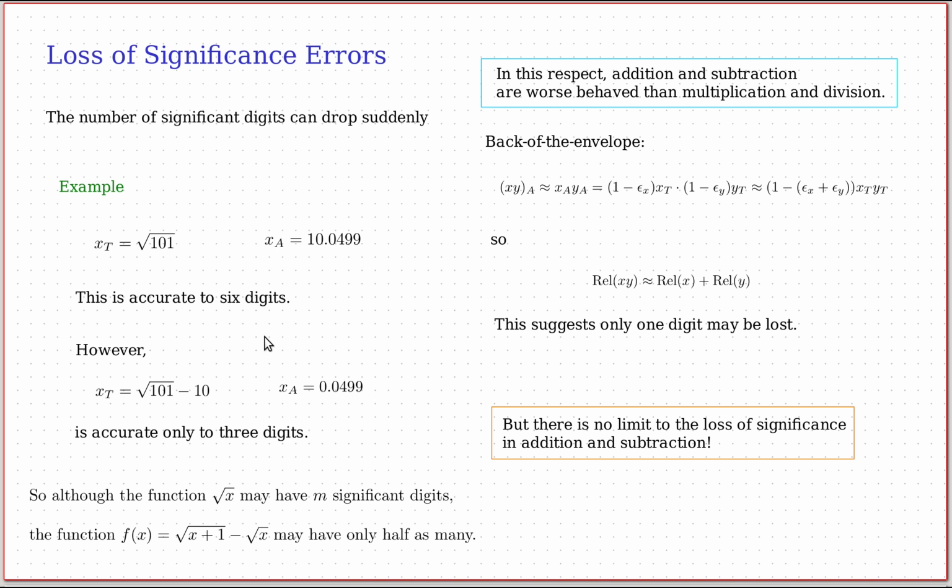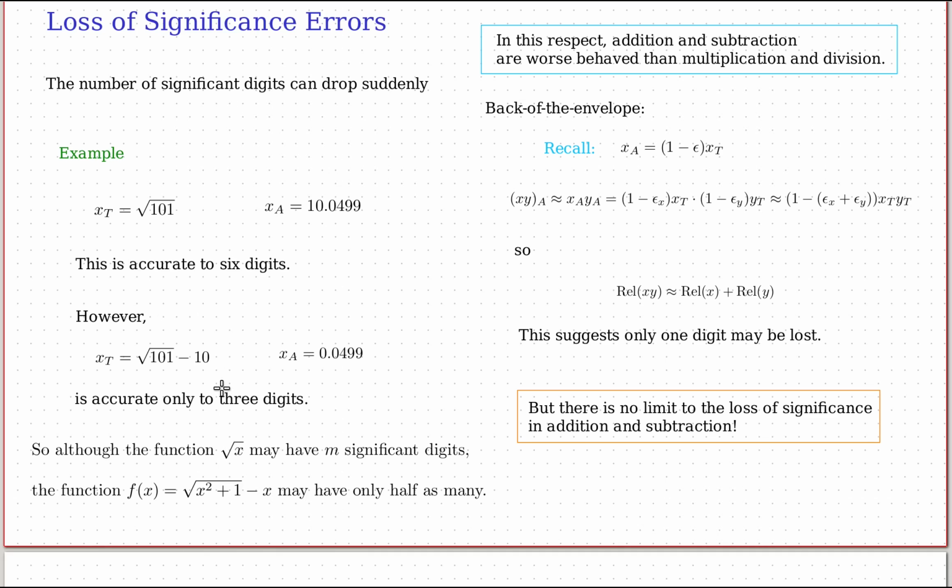So this is a case where just performing one simple operation, a subtraction in this case, reduced our accuracy from 6 significant digits to 3 significant digits, right? And this is the kind of thing that can happen with addition and subtraction. Not so much with multiplication and division, but it's a particular danger with addition and subtraction.